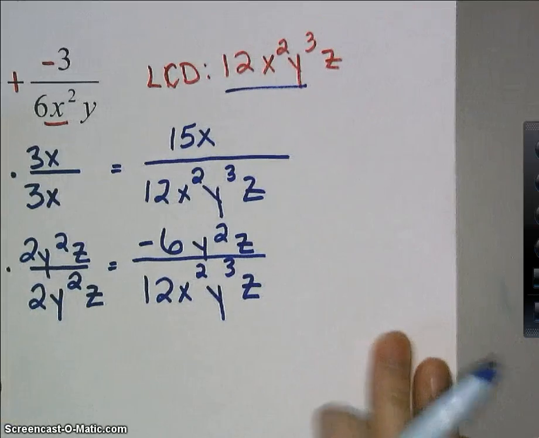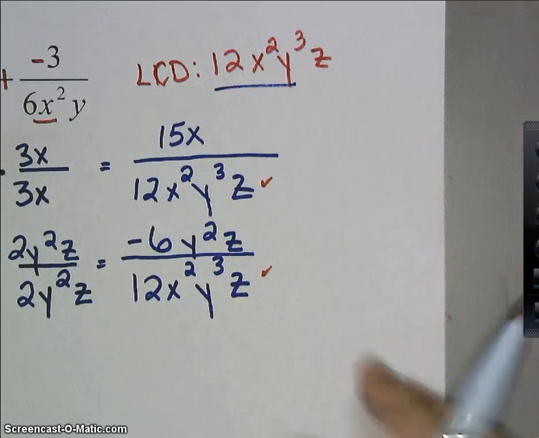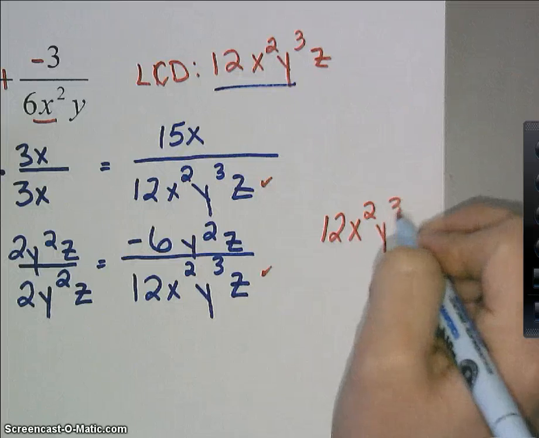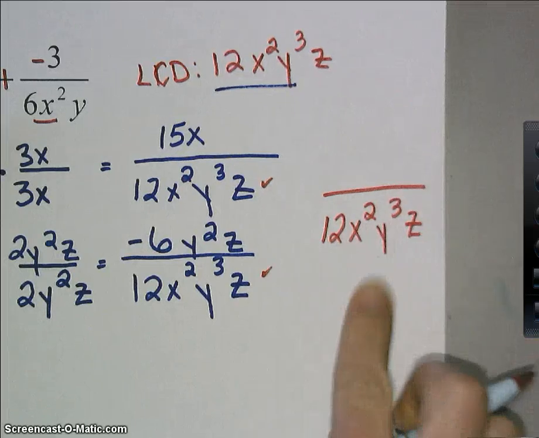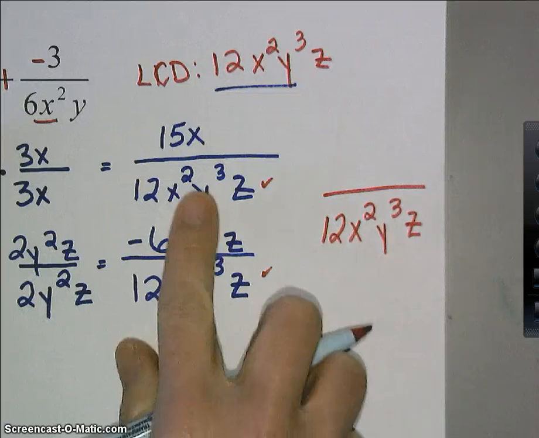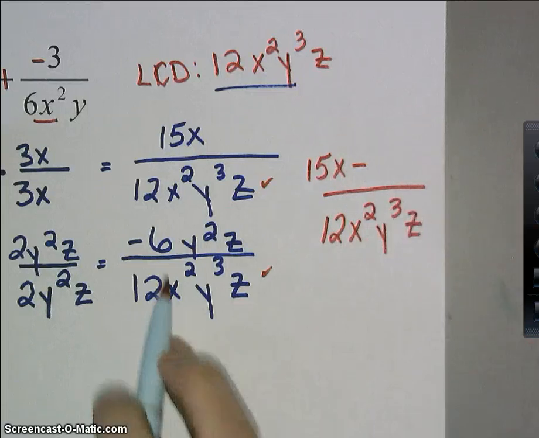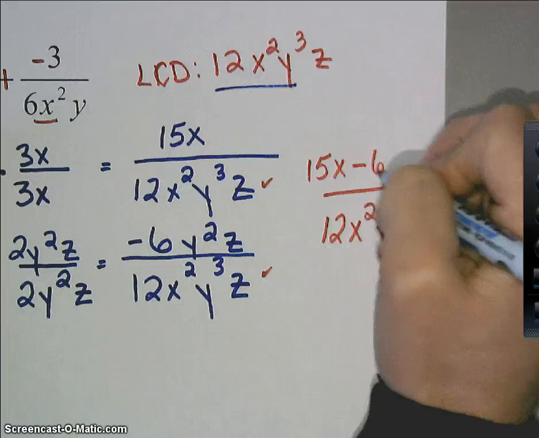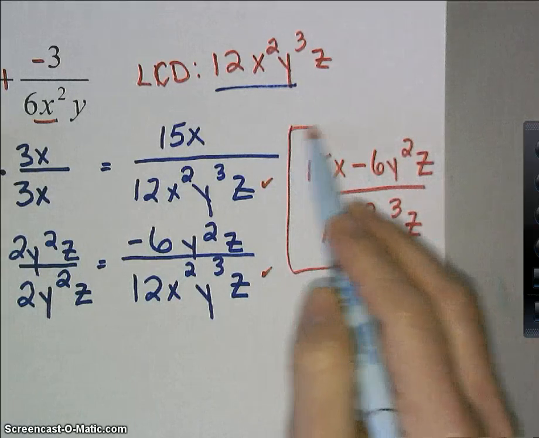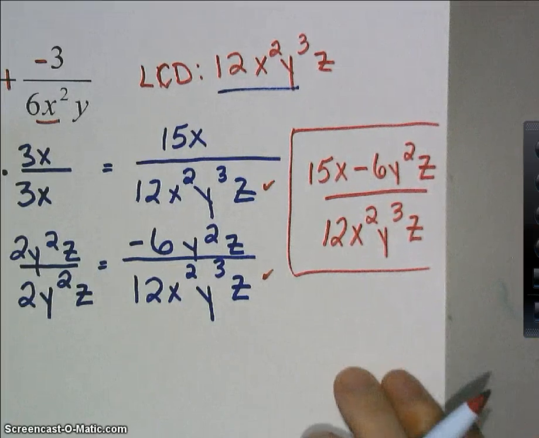Now, all I have to do is notice that my denominators are the same. So I can begin to combine my numerators. There's my denominator, 12x squared y to the third z. And then my numerator is just simply 15x minus 6y squared z. And for our purposes, that is simplified, but it can be simplified further if you have figured out a way to do so.